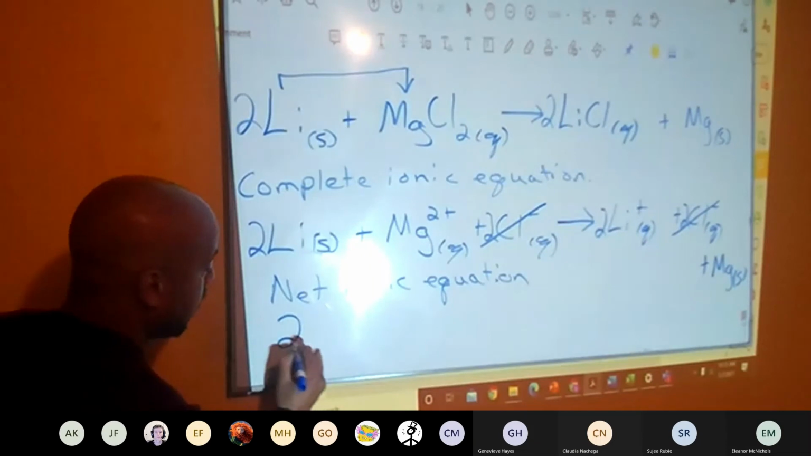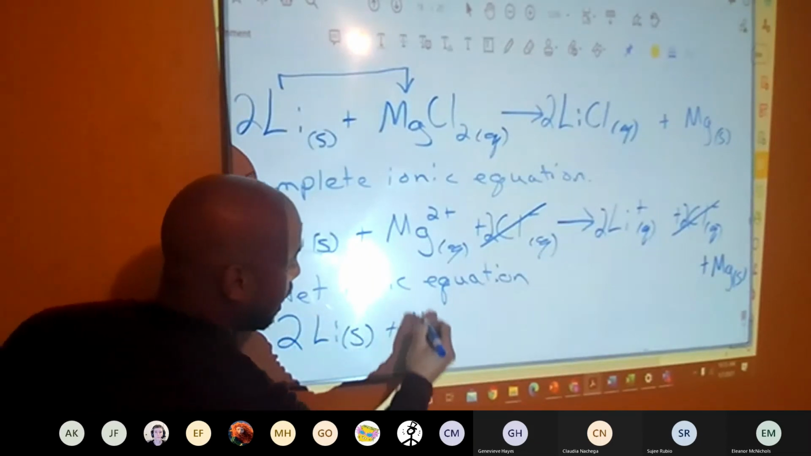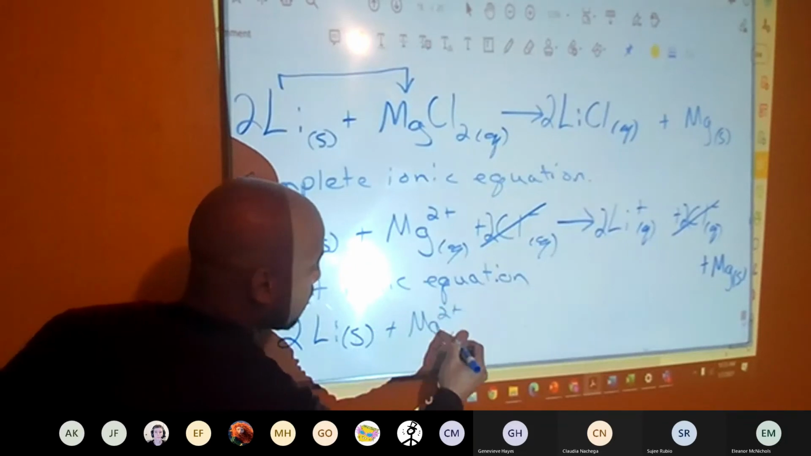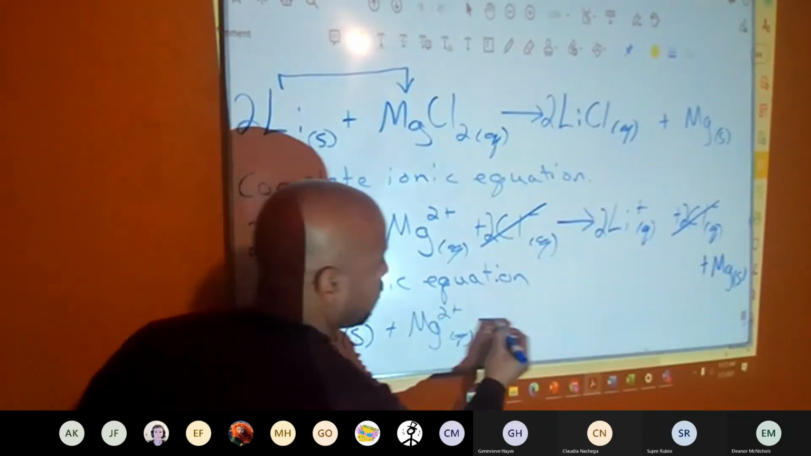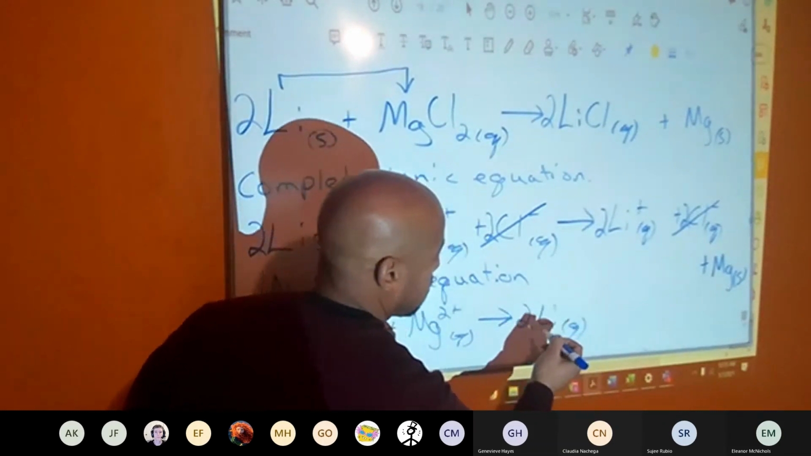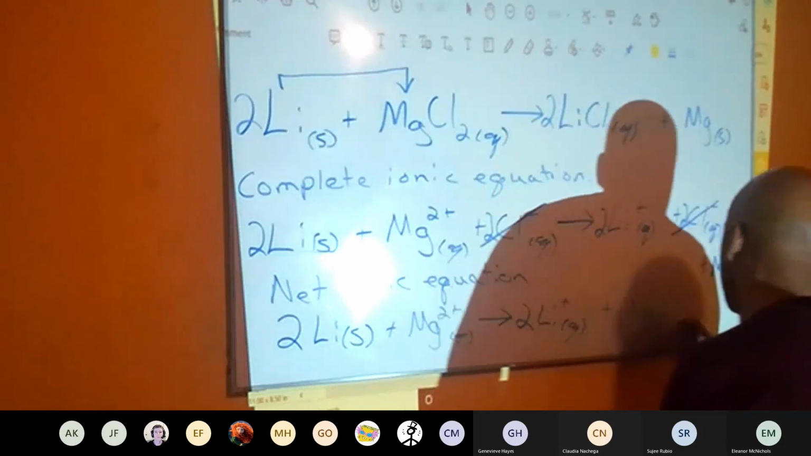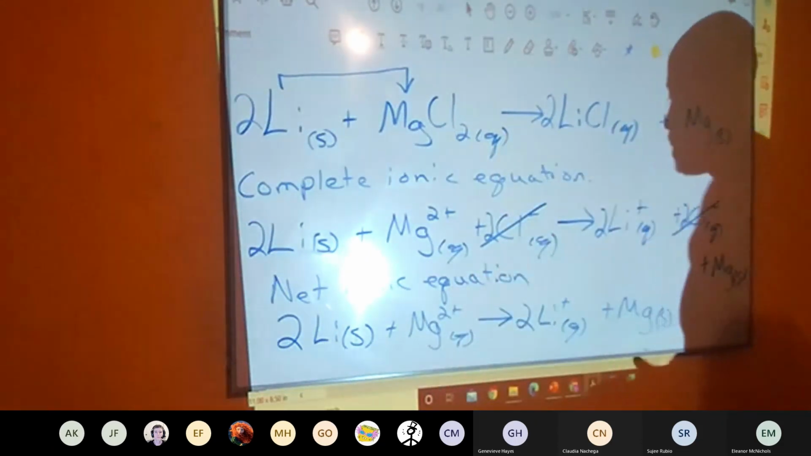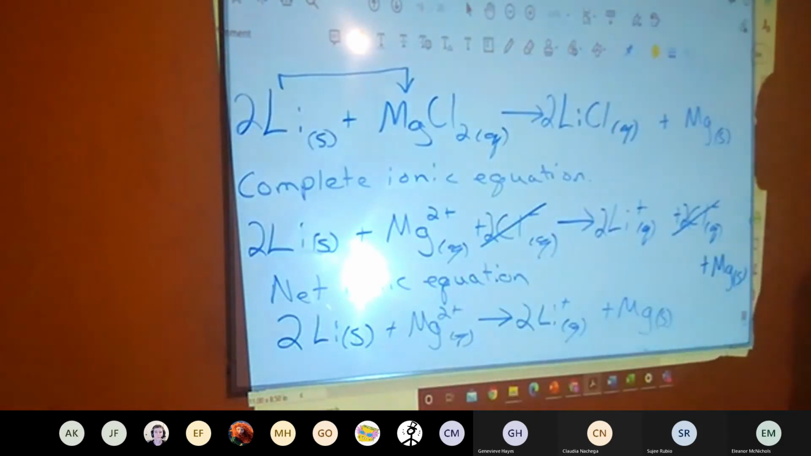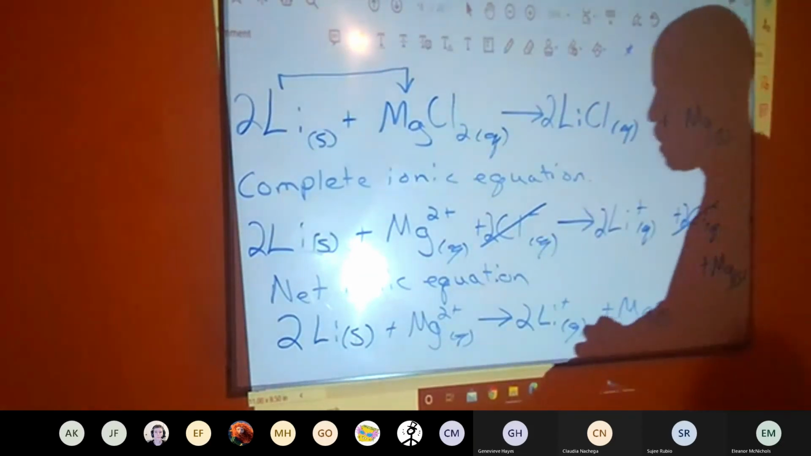So I have to go down here and say, 2Li solid plus Mg2 plus aqueous is going to produce 2Li plus aqueous, and that's a positive right there, plus Mg as a solid. And then I'm done. And once again, the spectator ions are just the chlorides here.